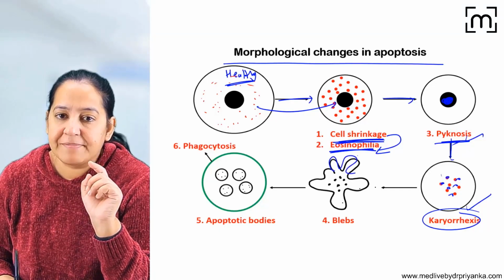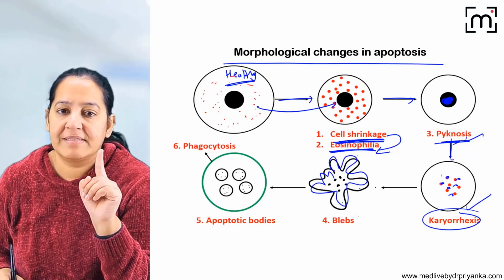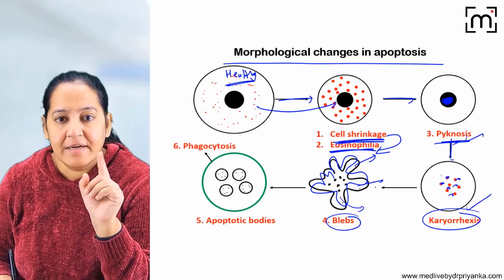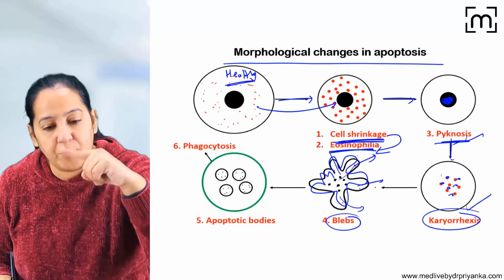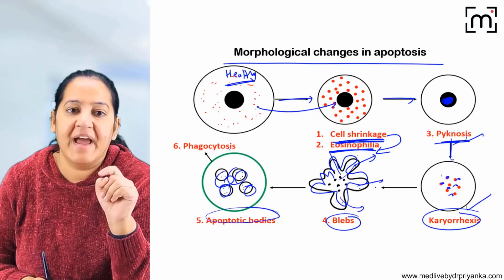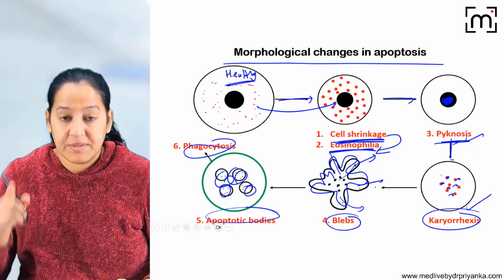After that, blebs are formed in the cell membrane. Then the blebs separate from the main cell, taking a small portion of the cytoplasm and a small portion of the nucleus. So multiple apoptotic bodies are formed. In the end, a phagocyte will come and engulf all of them. So these are the 6 features.